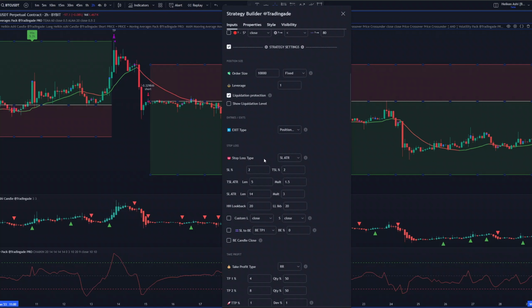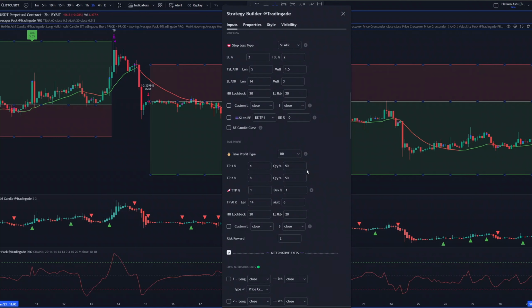That's cool, guys. Now we just need to set our exit rules. The stop loss will be based on the stop loss ATR, the average true range indicator, with a length of 14, a multiplier of 3, while the take profit is based on the risk reward of 2. And after setting the stop loss and take profit, we are finally ready to check the backtest results.